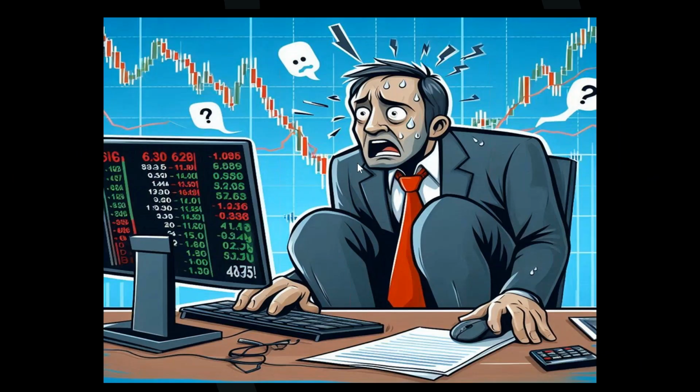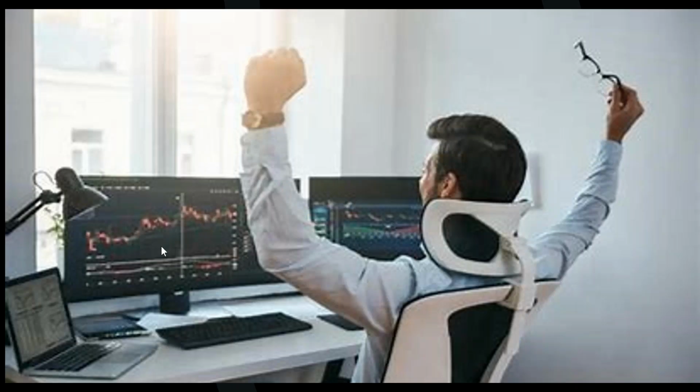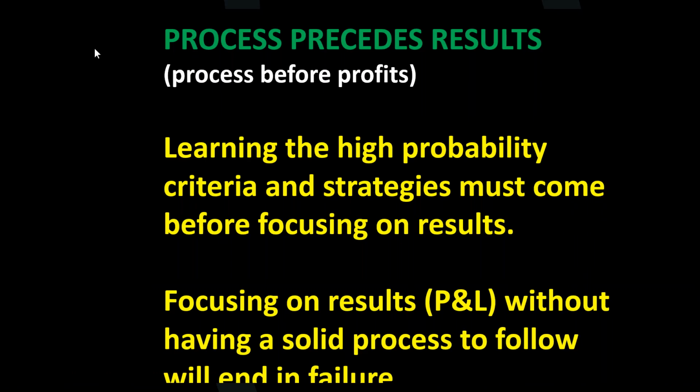This is what happens. This is what you look like if you've actually got a methodology that you're comfortable with and confident in. You're not going to win every trade. You're going to have some losers, but the losers are not going to impact you as much as other people, because you have confidence in the methodology that you're using, and you know that it's going to work long term. All right. Process precedes results.